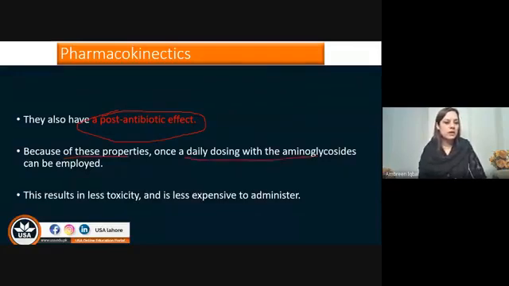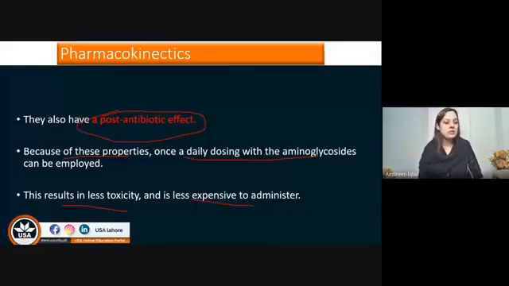The post antibiotic effect means एक ड्रग अपने जाने के बाद भी वहां पे अपना इफेक्ट छोड़ जाए, that is post antibiotic effect. And due to this, with once daily dosing, it has less toxicity and it's less expensive to administer. You have to take only one dose per day, so it's affordable actually.